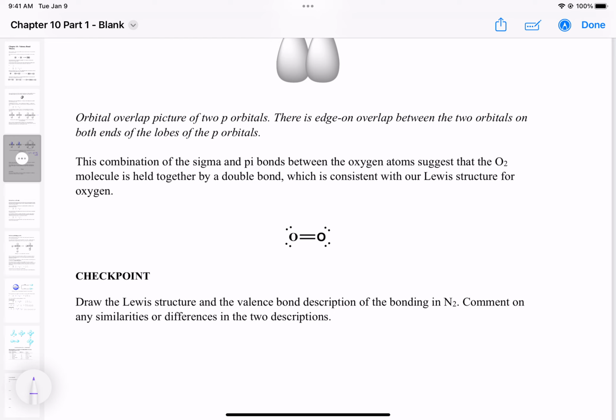So this explains why oxygen is sometimes written like this, as a double bond. We typically write it like this based on the structure of oxygen and the availability of the half-filled p orbitals.